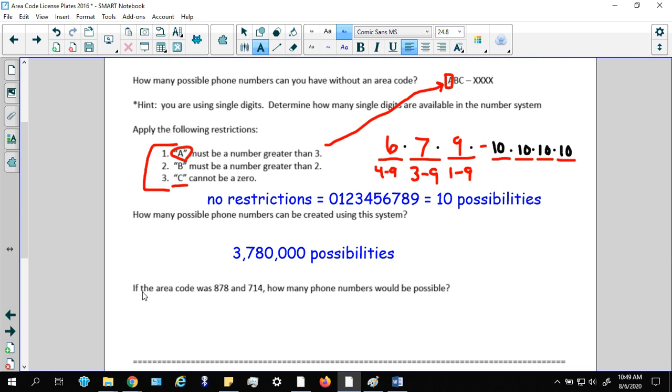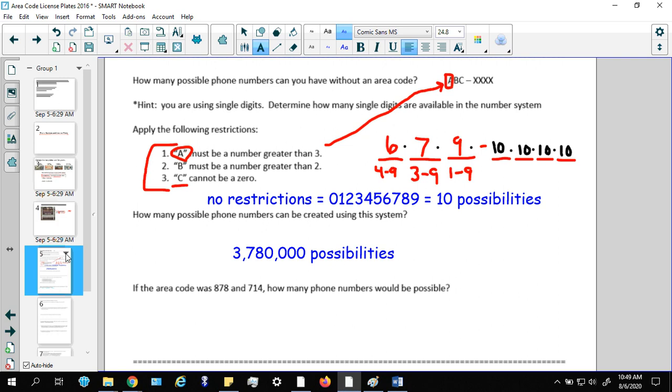Now this is a continuation, and this question kind of throws people off. It says if the area code was 878 and 714, how many possibilities could be used? These numbers are not familiar, so I'm going to use an example of things that are familiar.